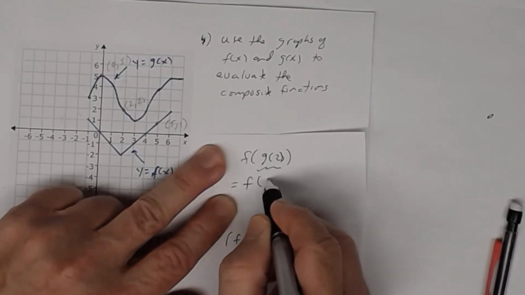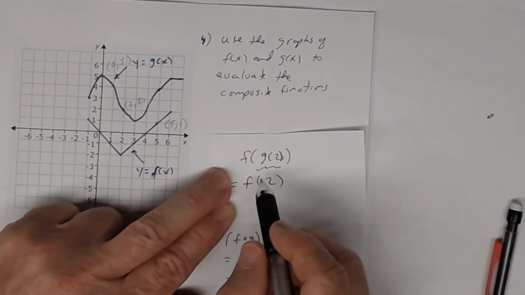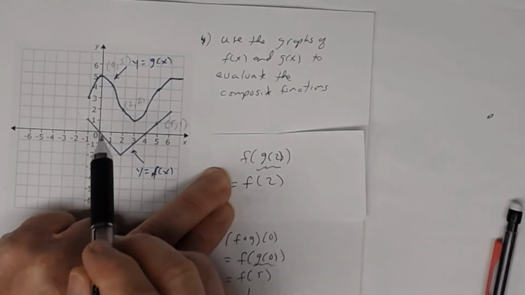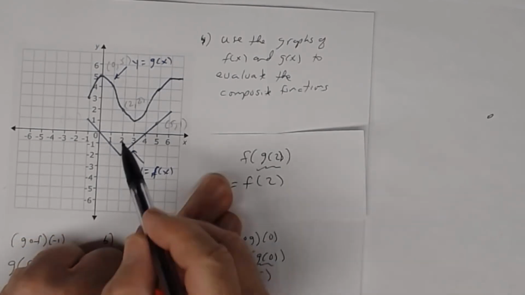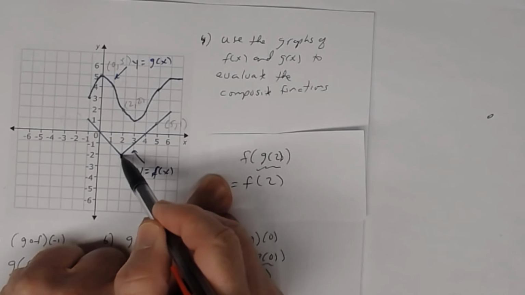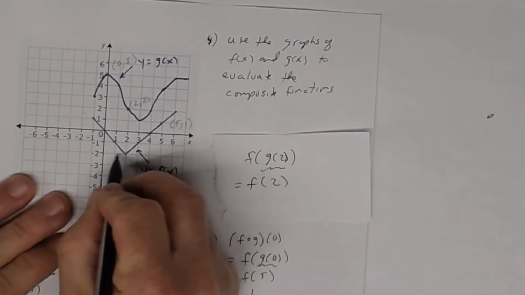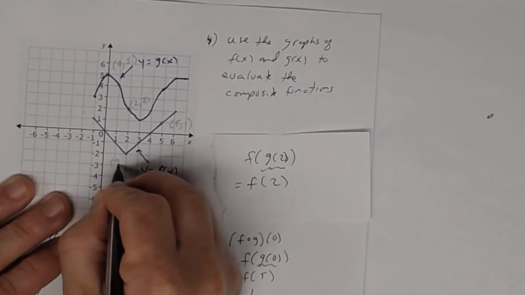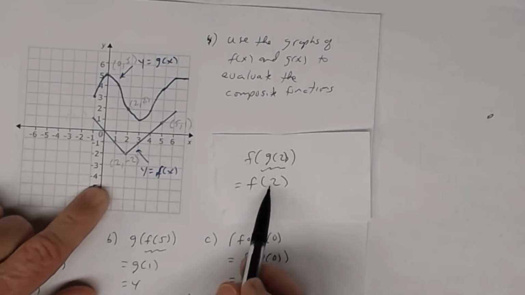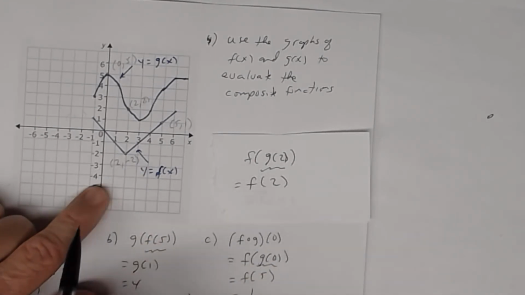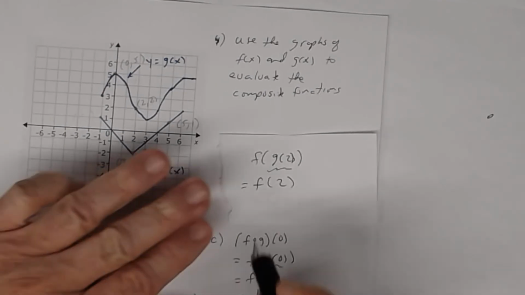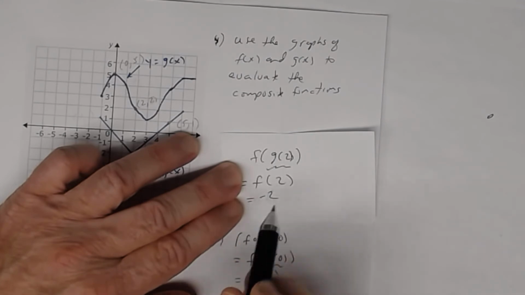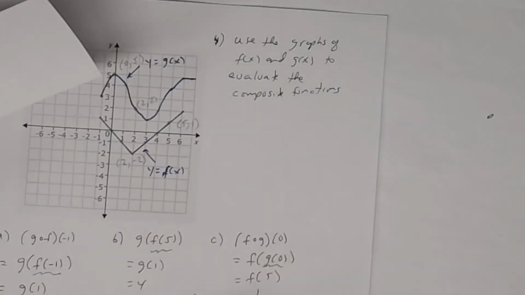So it becomes f of 2. Now I'm going to go to my function f, which is the bottom graph. And the question is, when x is 2, what's that y value? When x is 2, that's this point right here. If I label it, and most of you don't, you can see that the y value here is negative 2, but sometimes it helps: (2, -2). So when x is 2, the y value is negative 2. So that becomes negative 2, right? And so therefore, f of g of 2 equals negative 2. Okay? So that's going to be letter D.